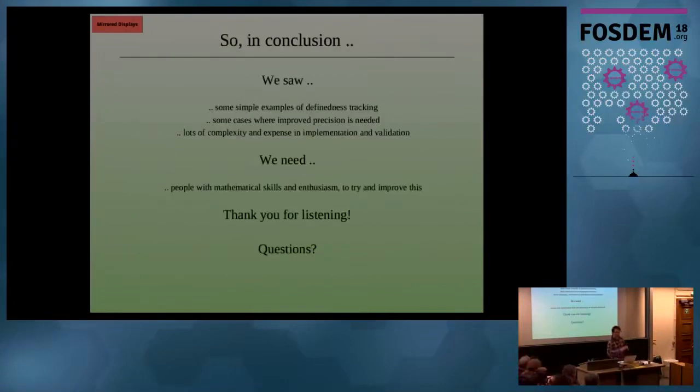Anyway, let me just say, in conclusion, we saw some simple cases. We saw some cases where we needed to have better precision. We saw a bunch of complexity and expense in the implementation, which I don't like, but I don't know how to really avoid it. It would be nice to have some mathematicians to grind away at these problems and produce shorter sequences for common stuff like addition and equality, because I don't like the performance losses. And thank you. Any questions?